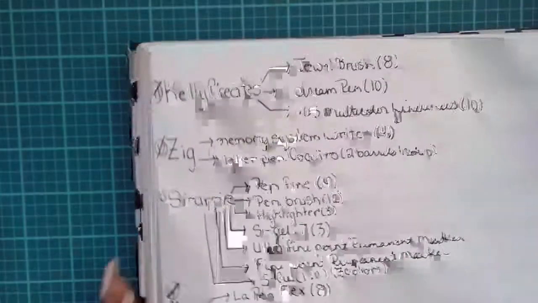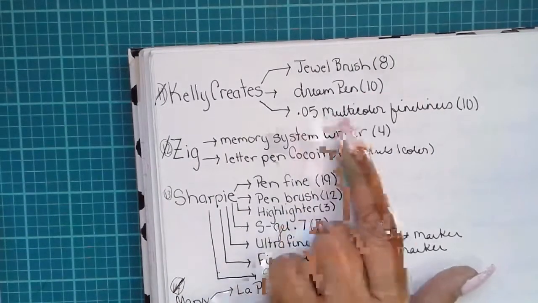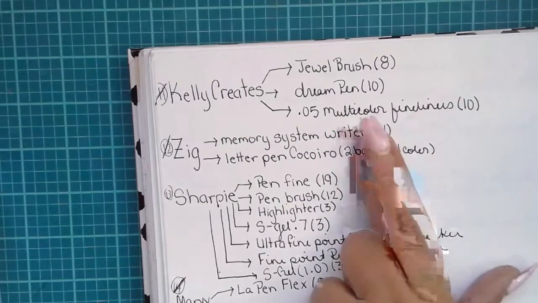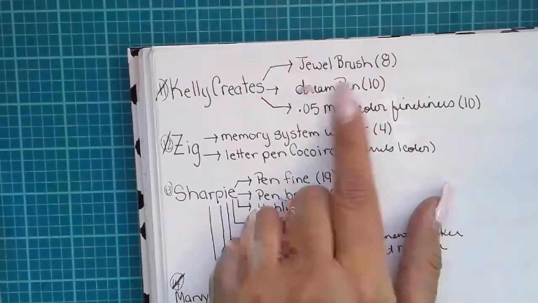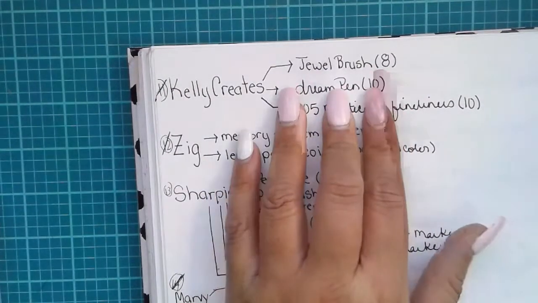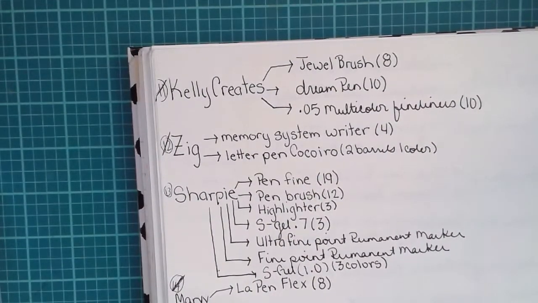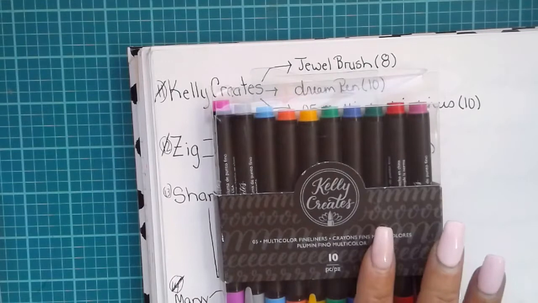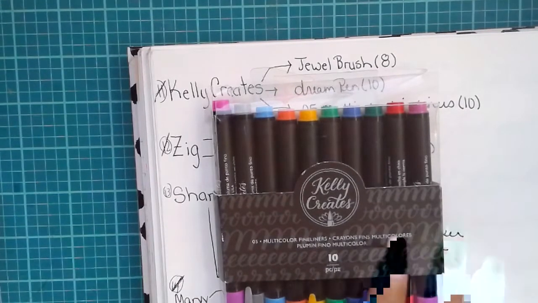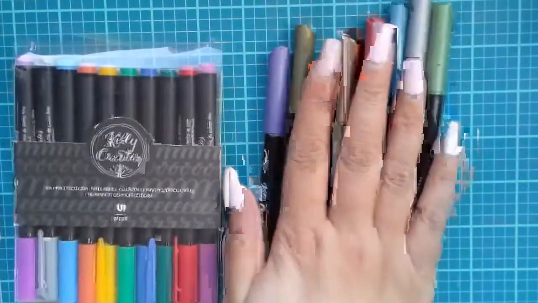All right. Kelly Creates. I have the Jewel Brush Pens, the Dream Pen, and the 0.5 Multicolor Fine Liners. And this is in its own flimsy pack, so we're going to see if it'll fit in the photo case. And I don't know if the Dream Pens are going to be too long, so we may have to put these in a big photo case. So let's see. Those are right here on the edge. So there are the fine liners, and the metallic brush pens.